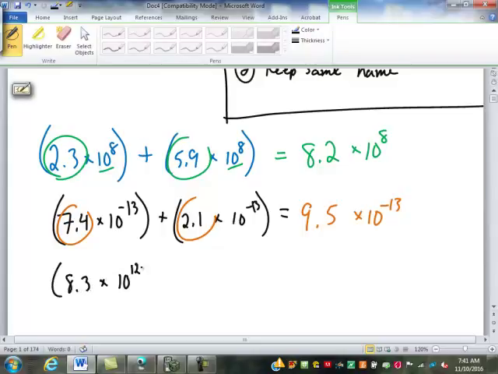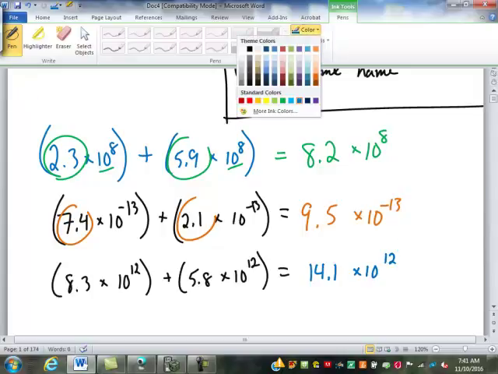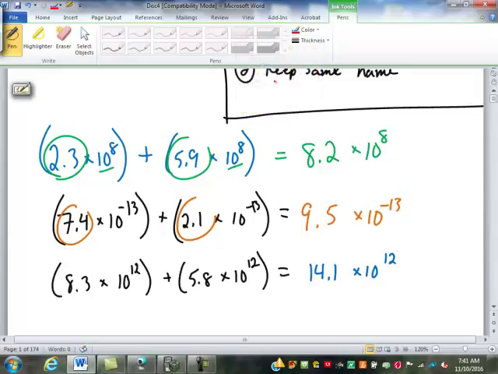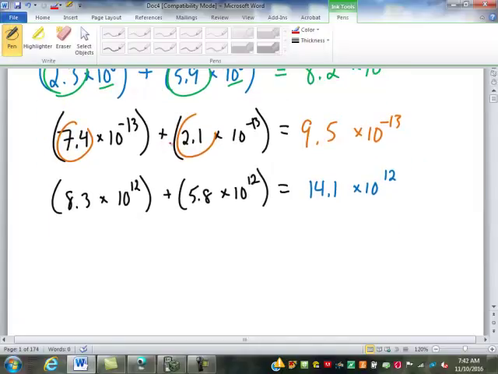8.3 times 10 to the 12th plus 5.8 times 10 to the 12th. They have the same name, so we can go ahead and combine them. We're going to combine the counts. 8.3 plus 5.8 is 14.1 times 10 to the 12th. What's wrong with that answer right now? Yeah, in scientific notation, we're only supposed to have one digit in front of the decimal point.